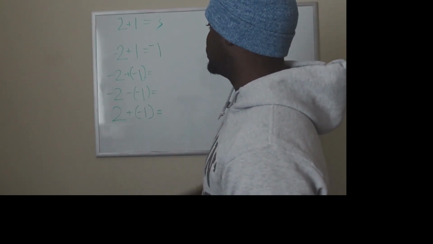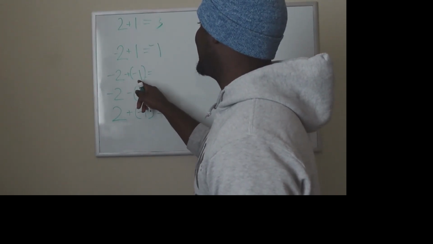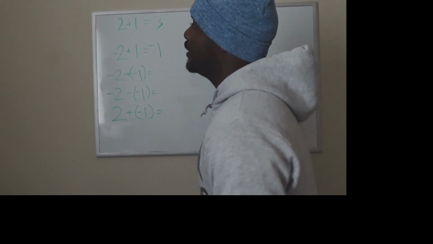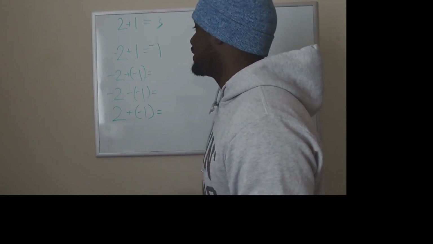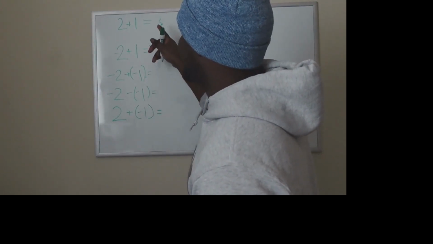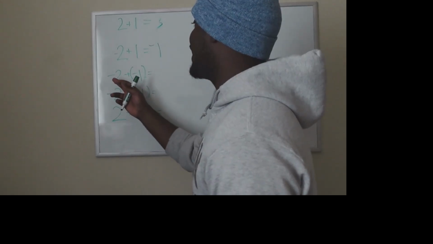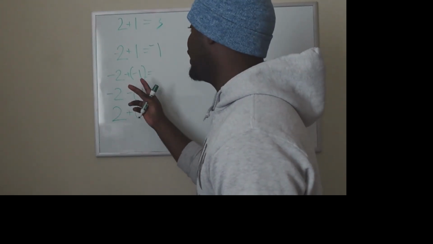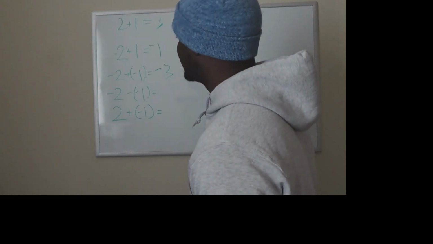In the third one, now we have negative 2 plus a negative 1. Any number that's being added with the same sign will keep the sign that's in the problem. For example, 2 plus 1 is 3 because they're both positive. But in this example, you have negative 2 and negative 1, being that they're both negative, it keeps its sign. Negative 3 is your answer.